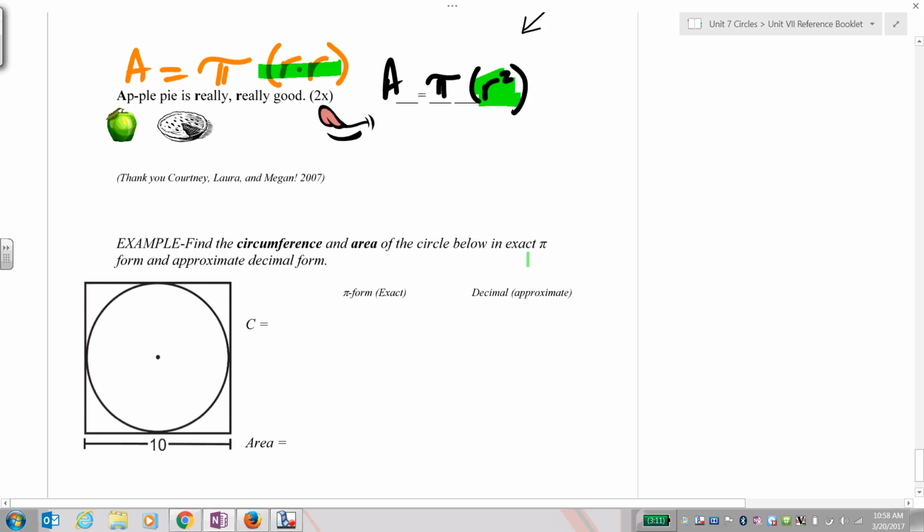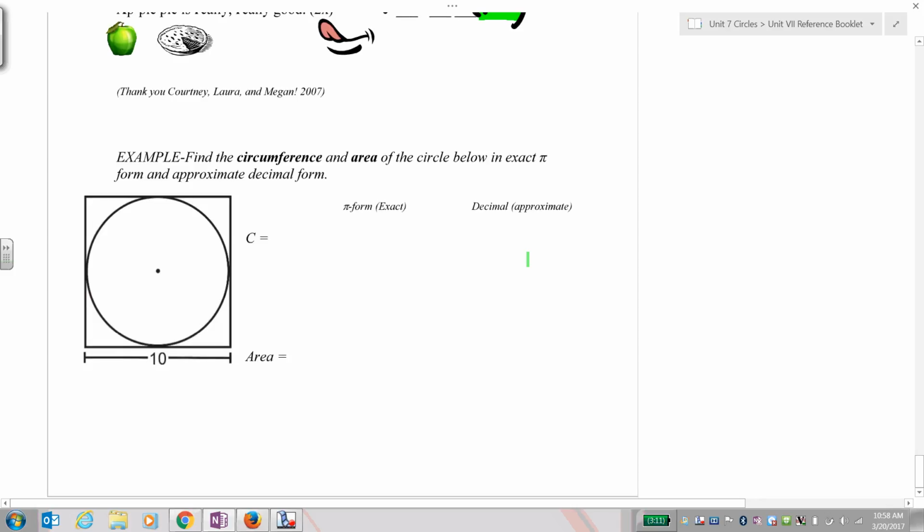Now using that, we're going to do a couple problems together. Calculators handy.